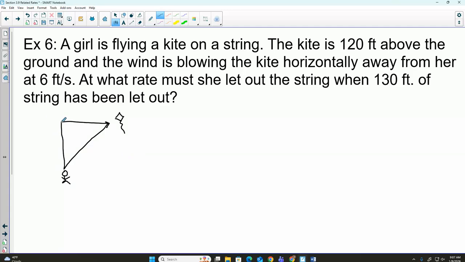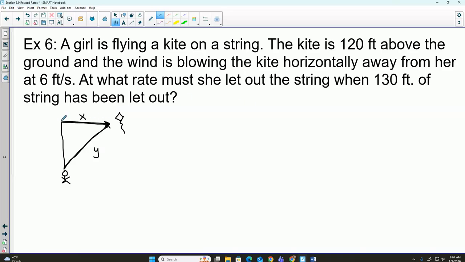So if the wind is blowing the kite away from her, is this side changing? Yes. So that has to be a variable. I don't care what letter you call it, but it has to be a variable. At what rate must she let out the string? So as it's blowing away from her, it needs more string. So is this side changing? Yes, so that has to be a variable. I don't care what you call it, but it has to be a variable.